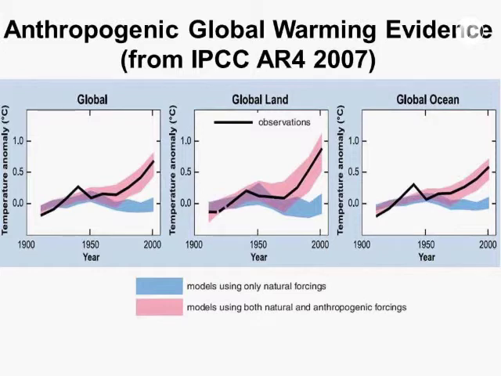Or anthropogenic global warming, the evidence. So this comes from the 4th assessment report, again published in 2007. And what you see here are these 3 different panels. We have information about the globe overall, including land and marine and ocean habitat. This is the information on land. This is the information on the global ocean. The black line shows the observations.